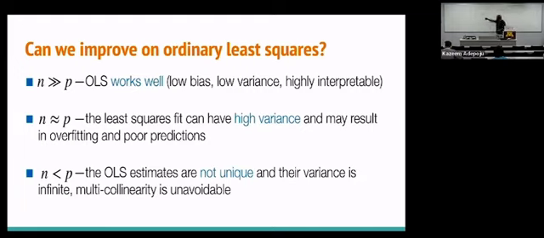And that is why it's going to perform excellently on the training set, but it's going to perform poorly on the test set. So take a look at that. Now, what if in a situation where the number of observations is less? In that situation, of course, the variance will be infinite and the multicollinearity is unavoidable.